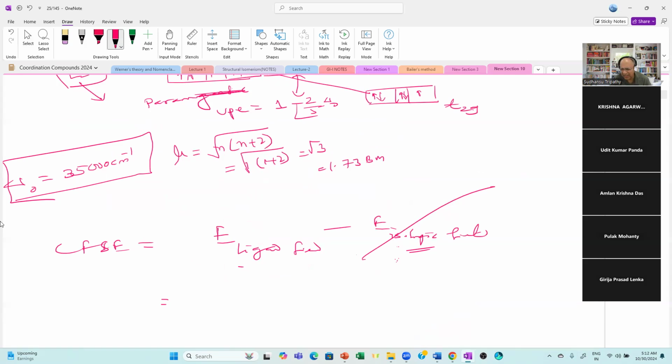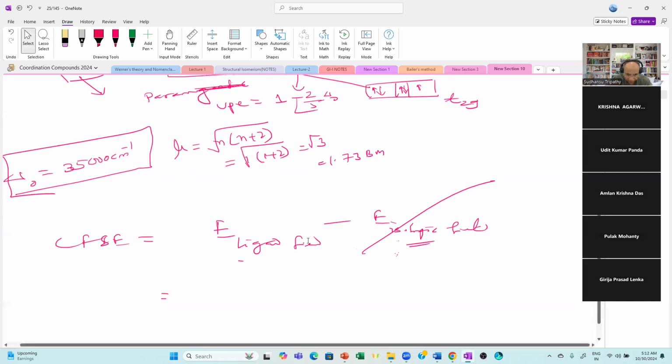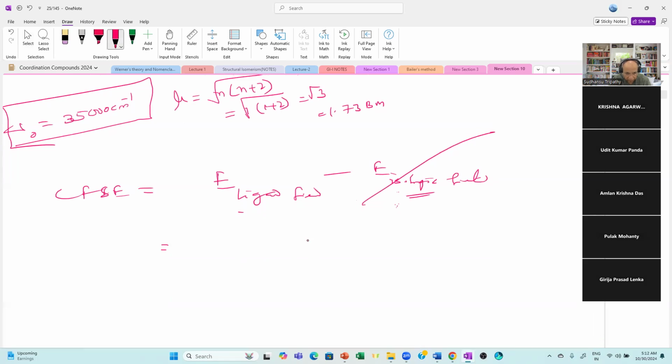Supposing I give you the data, cyanide ion in this particular complex has a splitting with this high value. I don't know whether it is the real value, but I am giving a fictitious value for calculation. Then we first find out in terms of delta O, and then we will give the value of delta O.